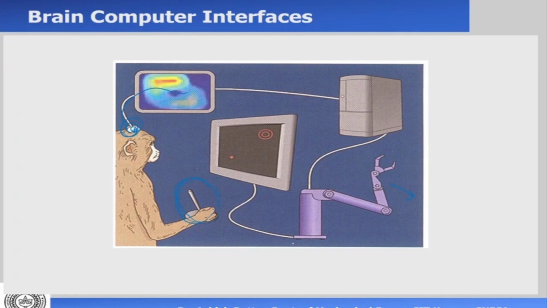If the controller understands that, then it can take that signal from the brain and it can move the robot on the right side, right? So there is no joystick or any other interface involved.